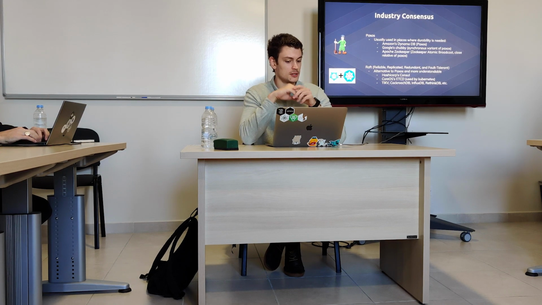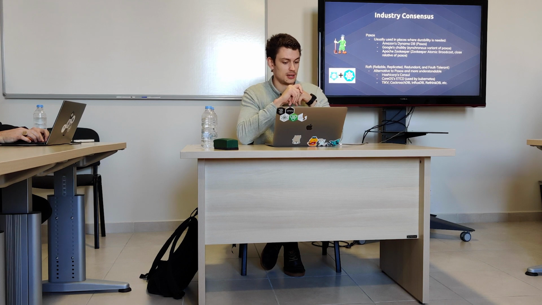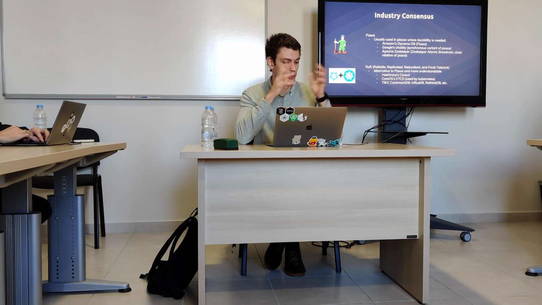As for industry consensus outside of blockchain, there's Paxos. The Paxos paper was written in 1988. You most likely use it in your day-to-day life without knowing it, through Amazon, Google, and Apache Zookeeper. Soon after that, Raft came out. These are both also BFT consensus algorithms. Raft is used in Kubernetes.